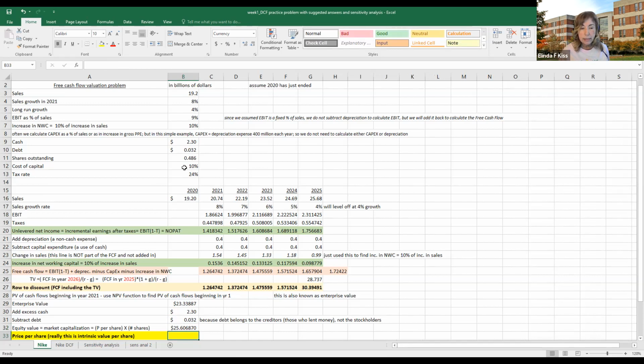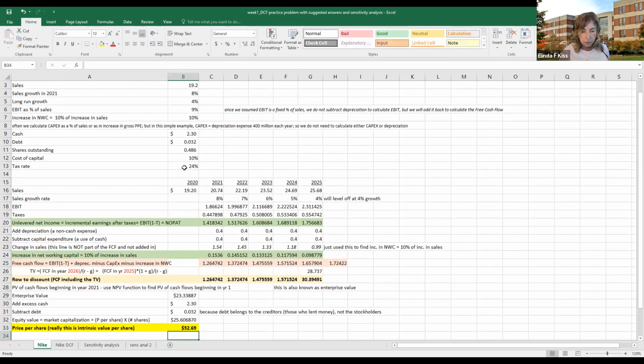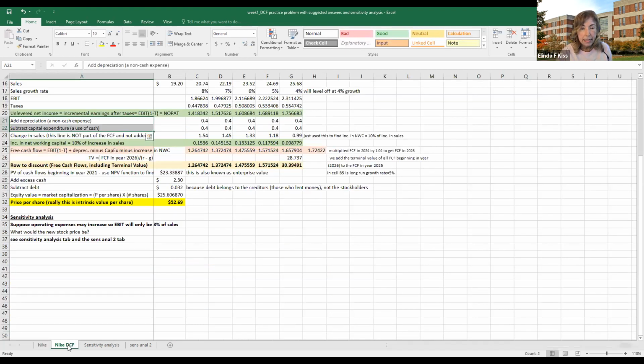But if I want to find an estimate of my price per share, I'm going to take that equity value and divide that by the number of shares. And everything now here is in billions, number of shares. And I get a stock price of $52.69. Now that's not Nike's stock price. It's just my simple value here. Now I've repeated that over here.